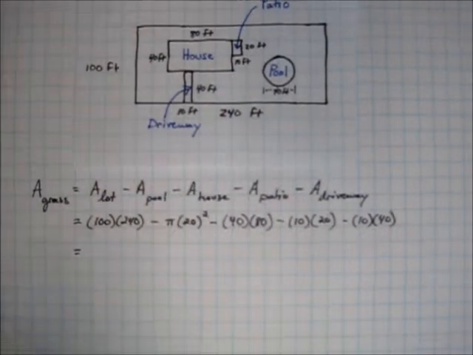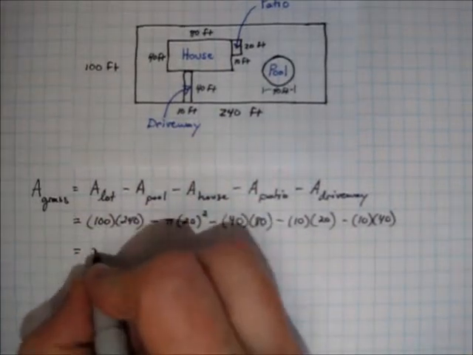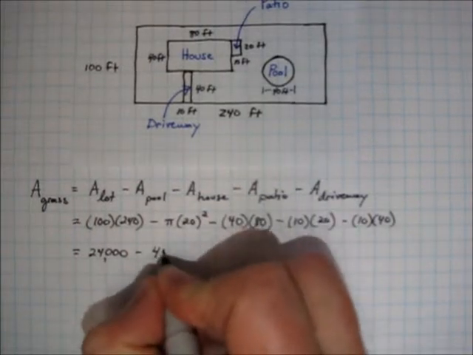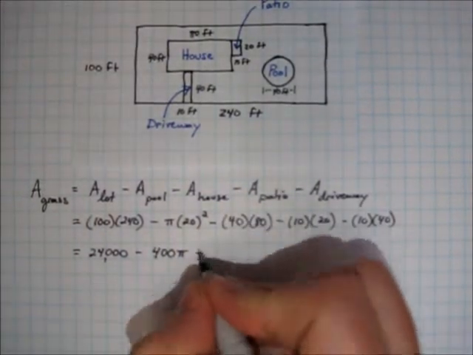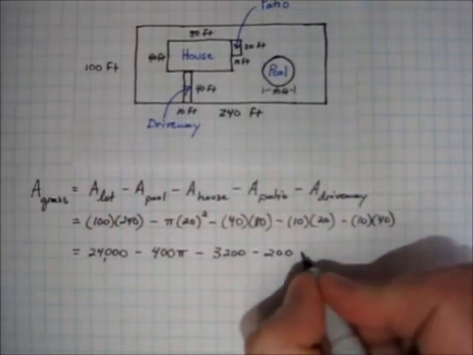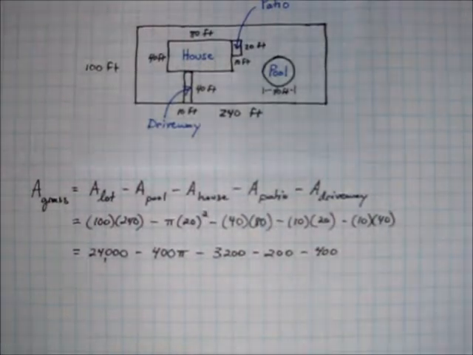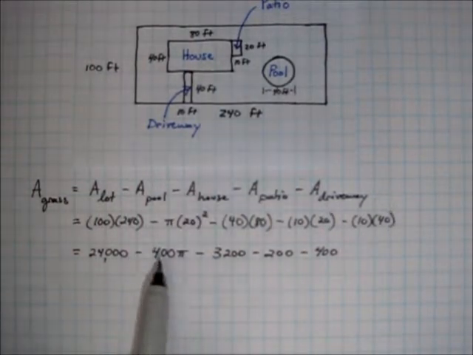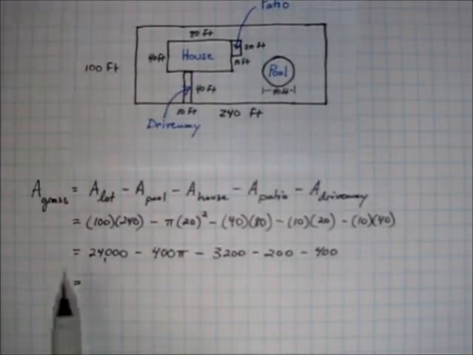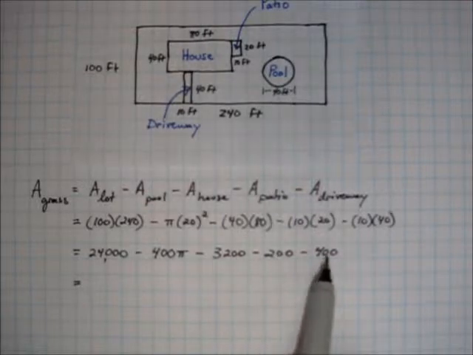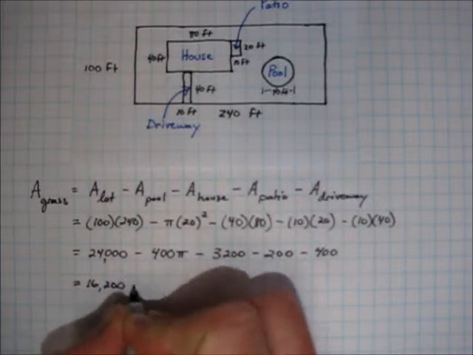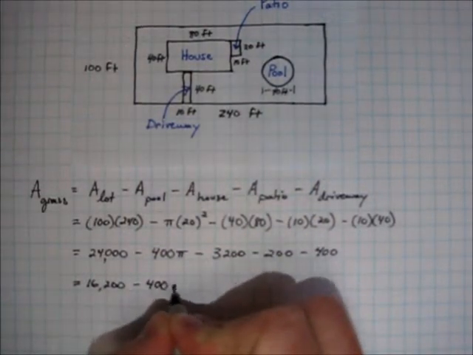So we're just typing things into the calculator at this point and getting figures. This is 24,000 minus 20 squared, which is 400, times pi, minus 3,200 minus 200 minus 400. Notice I left this as 400 pi instead of finding the decimal value. I'm going to try to avoid figuring out what the decimal is until as late as possible. So I'm going to do 24,000 minus 3,200 minus 200 minus 400, which is 16,200. I've still got my minus 400 pi.